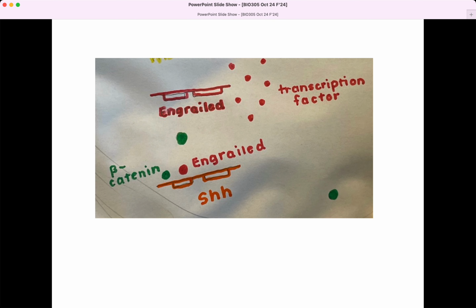time. Then the student also has some of these drawings of the genes, because it's all about these genes. They got all the genes and they're turning some on, and they're using transcription factors like beta-catenin and engrailed, and some others too that we didn't learn about, to turn the genes on.